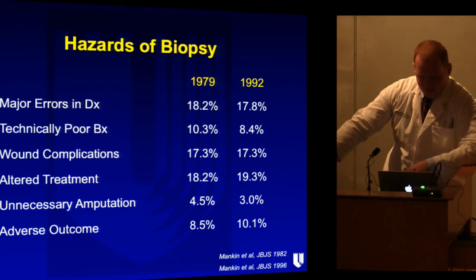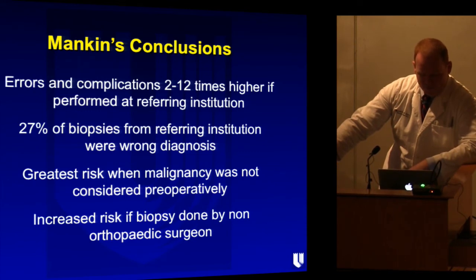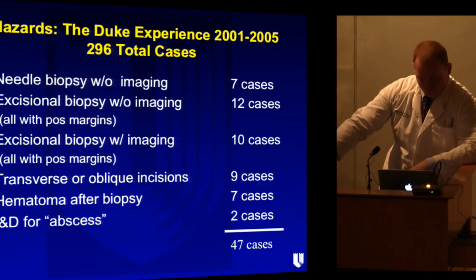Notice that despite the separation in time, the rates of complications remain relatively constant. Mankin's analysis revealed that errors and complications associated with biopsy occurred 2 to 12 times more often if the biopsy was performed at the referring institution. Furthermore, 27% of the biopsies performed at referring institutions were actually given the wrong diagnosis. The greater risk of complication occurred when there was no consideration of malignancy as a diagnosis before the biopsy was performed. You can assume that this meant that proper technique and some of the clinical pearls that we talked about before were not maintained. And finally, the risk increased if the biopsy was performed by a surgeon not trained as an orthopedist.